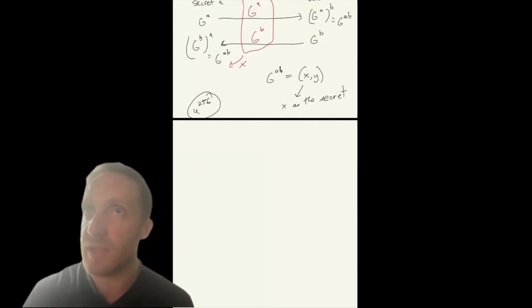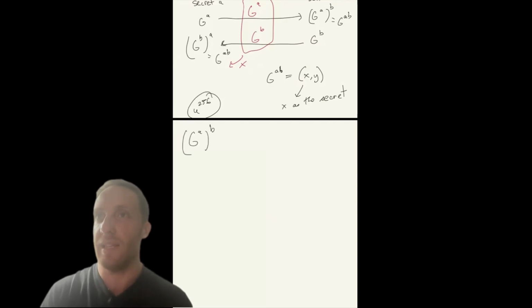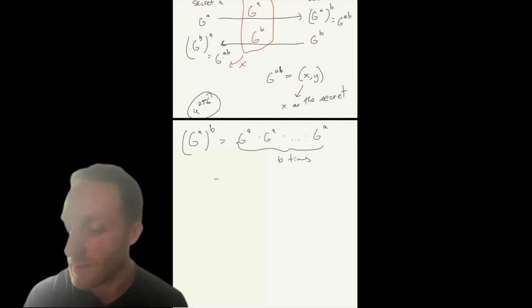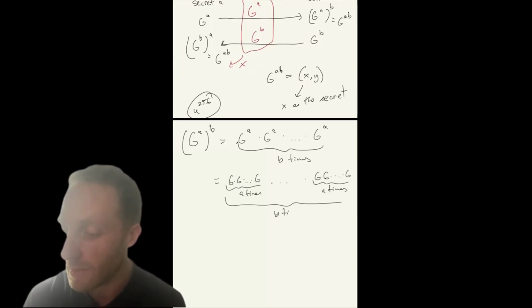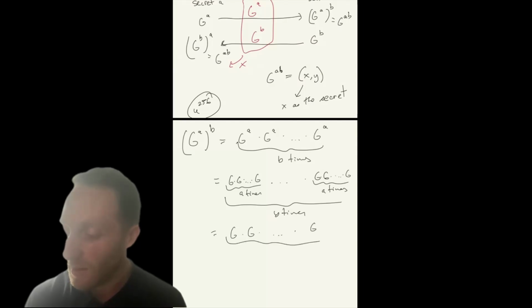Now just to finish off real quick. Why is GA to the B equal to GB to the A? Because this is GA times GA times blah, blah, blah, times GA, B times. And so this is G times blah, blah, blah, times G, A times, and then this times G times blah, blah, blah, times G, A times, and all of this B times. I think you're following at this point. So it's just G times blah, blah, blah, times G, A times B times.